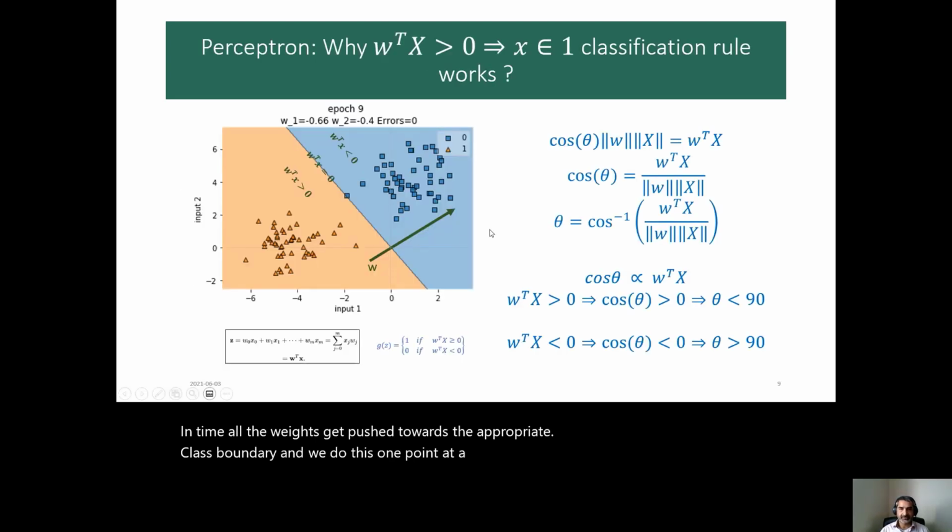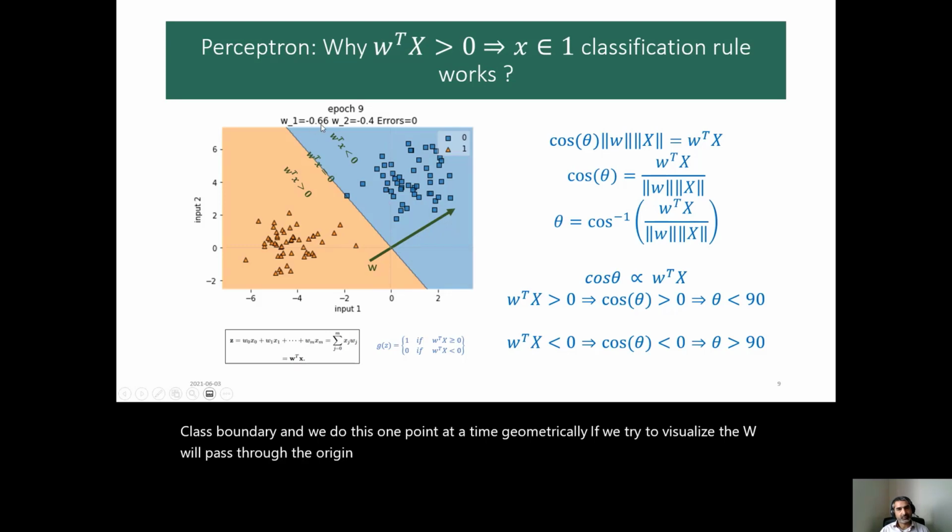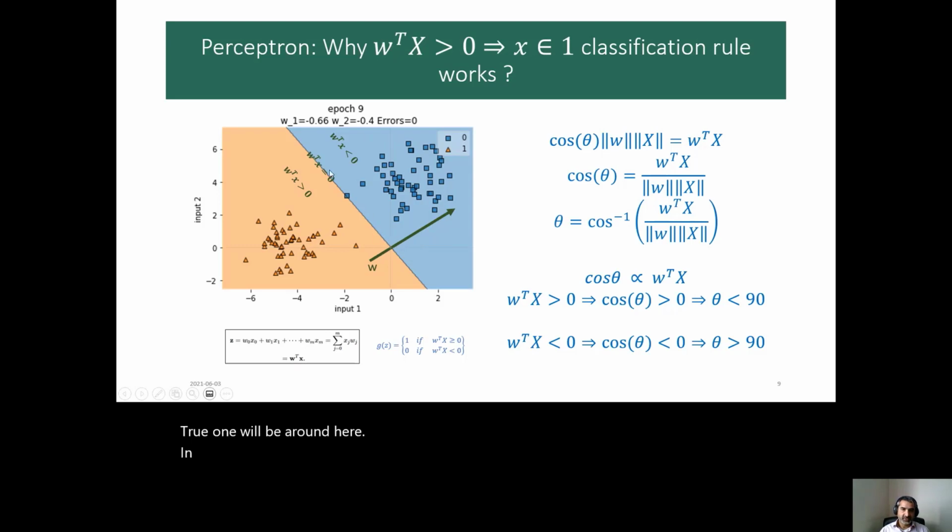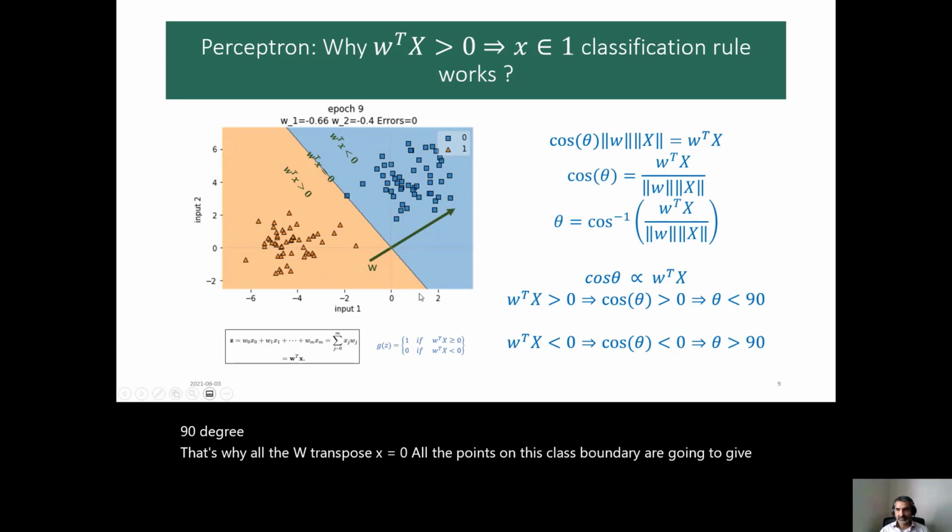Geometrically, if we try to visualize, the W will pass through the origin and minus 0.66, minus 0.4. This is hand drawn, but the true one will be around here. And the angle of W with the class boundary is 90 degrees. That's why all the W transpose X equals 0. All the points on this class boundary are going to give us a 0 result.